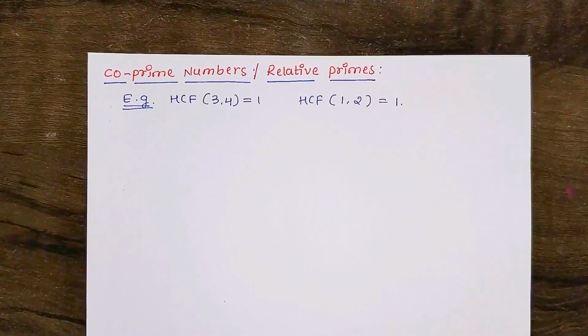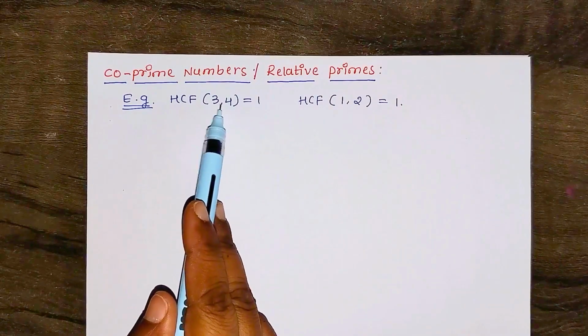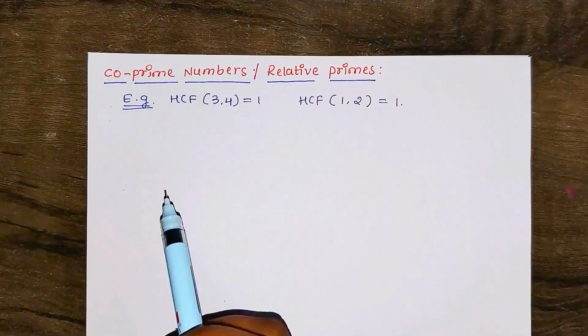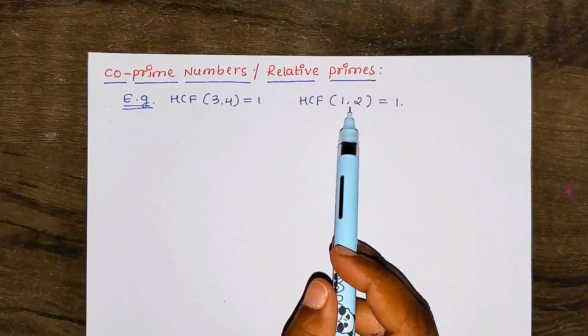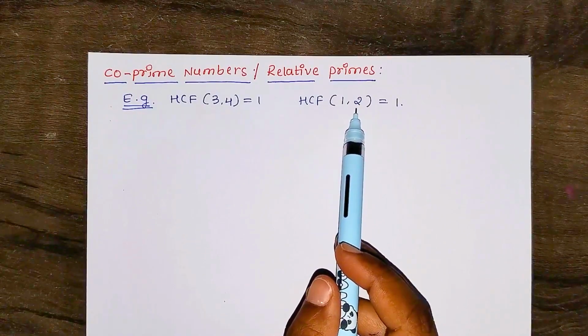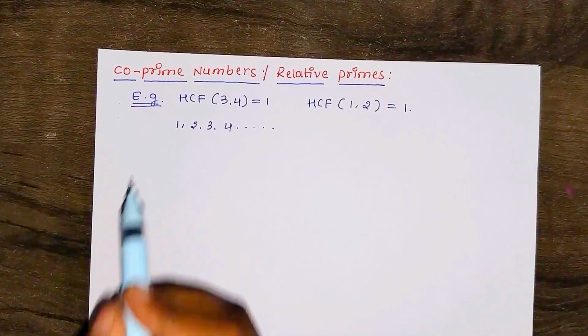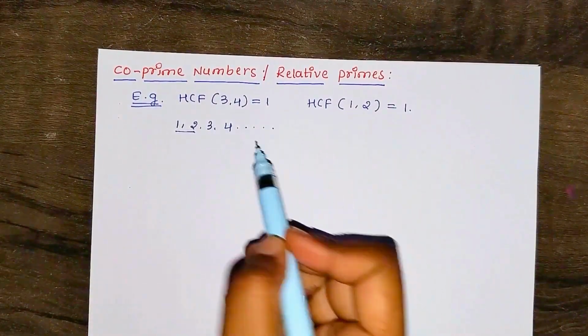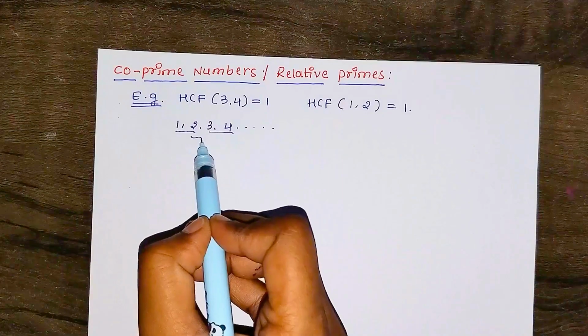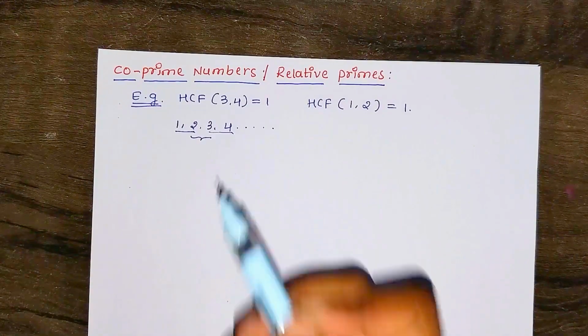Now coprime numbers or relative primes. If the HCF of two numbers is 1, then they are called coprimes or relative primes. For example, HCF of 3, 4 is 1. Here 3 and 4 are coprime numbers. In this case also 1 and 2 are coprimes. Every two consecutive natural numbers are coprime numbers.